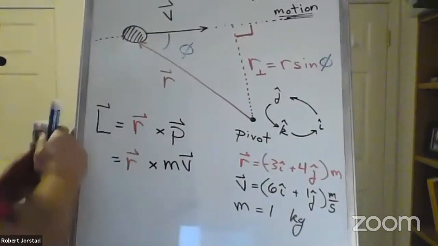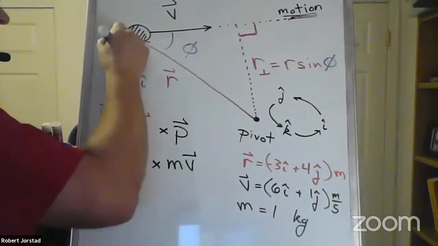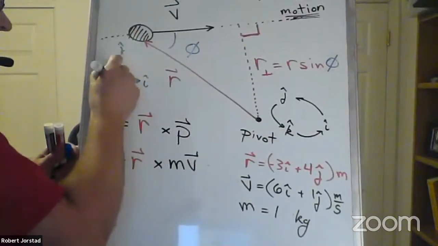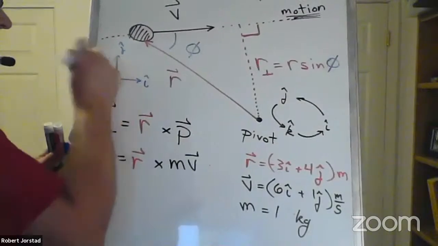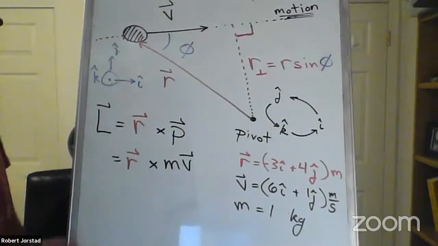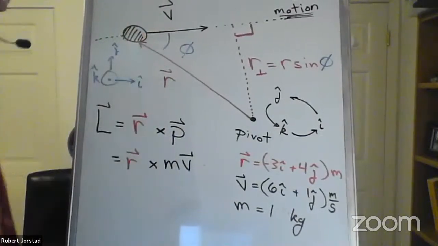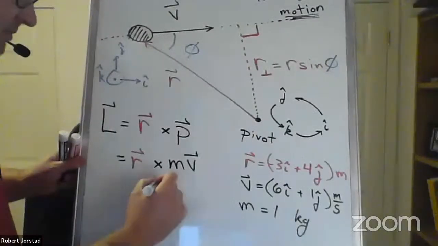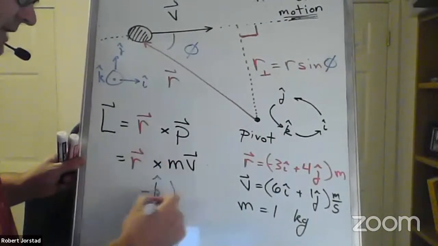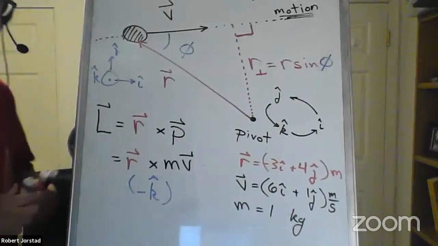So if we assume that this is i hat, this is j hat, and out of the page is k hat, always check it. i goes to j goes to k. What is the direction of the angular momentum for this particle? Negative k hat. So we know the answer should be negative k hat for the direction. This is a way you could check your work.